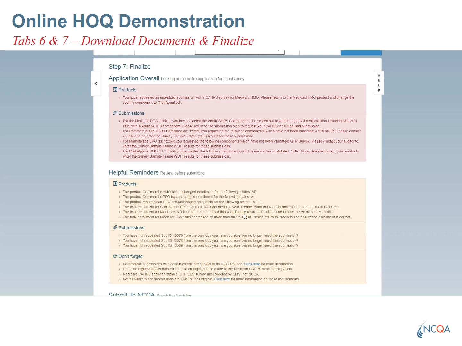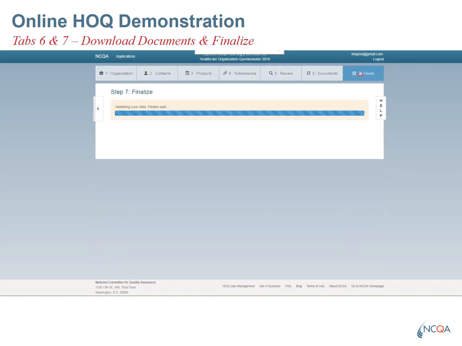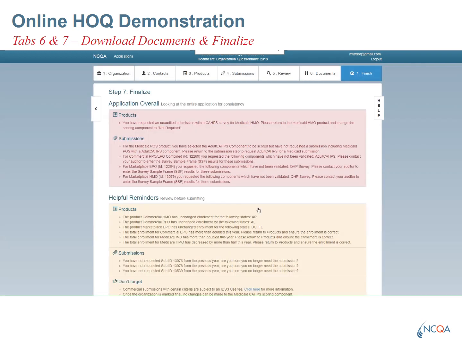So in order to avoid that scenario, you need to go back at this point and update your products. When you go into the link here, it just takes you back to the page that you need to update. So you would go back and update that information. And once you do that, you click on tab 7 again, and it'll do the validations for you again. And if I had updated this, these would go away.